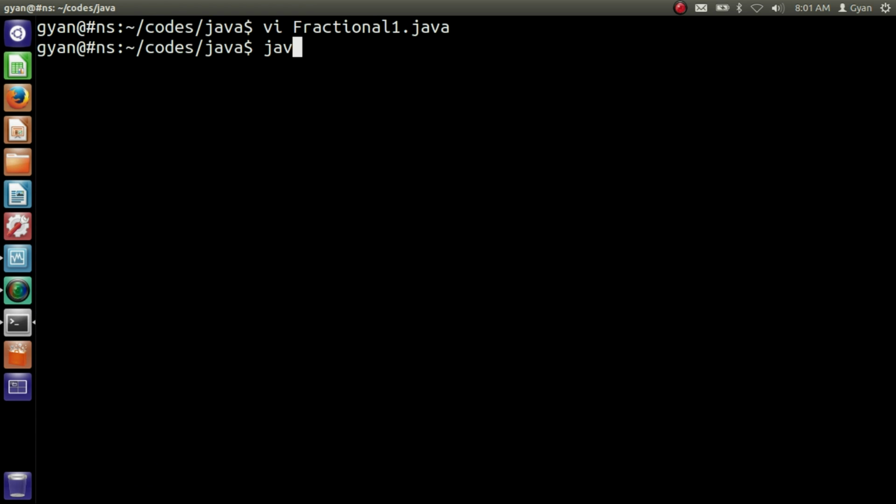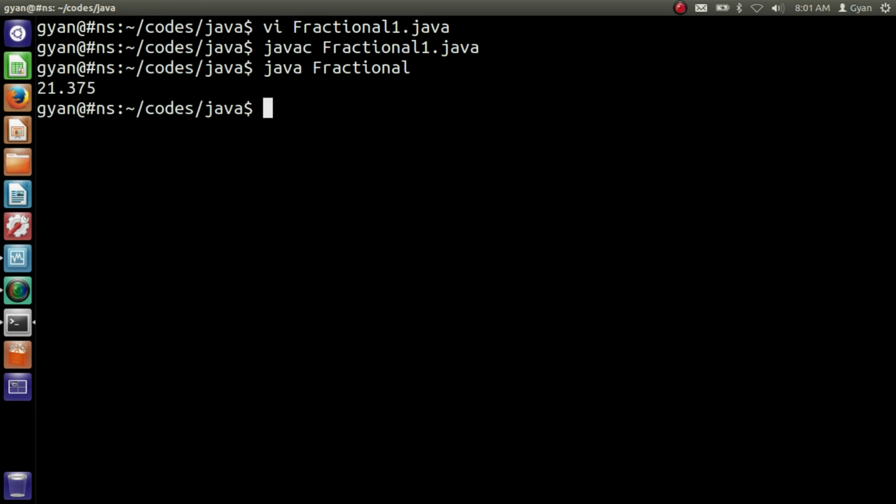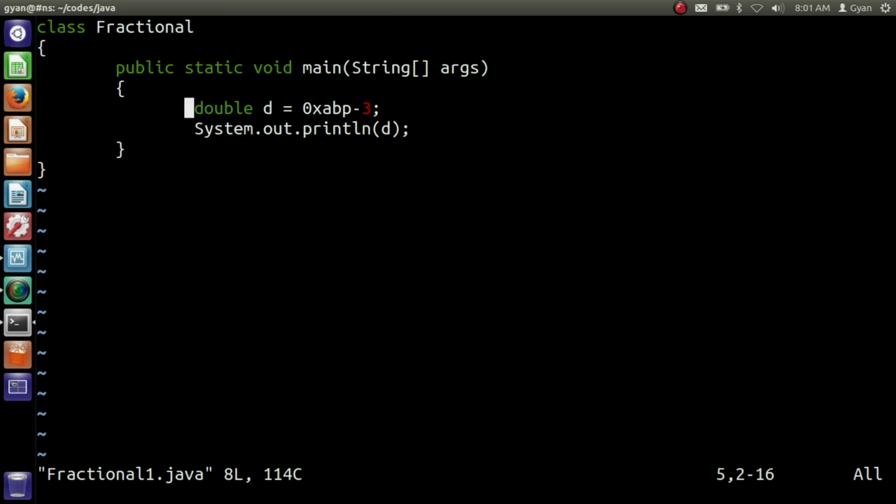Java C fractional1.java. Compiles fine and then pass the class name to the JVM. Runs fine. Similar to decimal scientific representation of fractional number, we can use here a small f, small d, capital D, etc. Appending the capital F after the literal makes the literal as float, and this float we are storing in the variable of type double, which is allowed. We can store the float literal in the double variable and then we are printing the double variable.